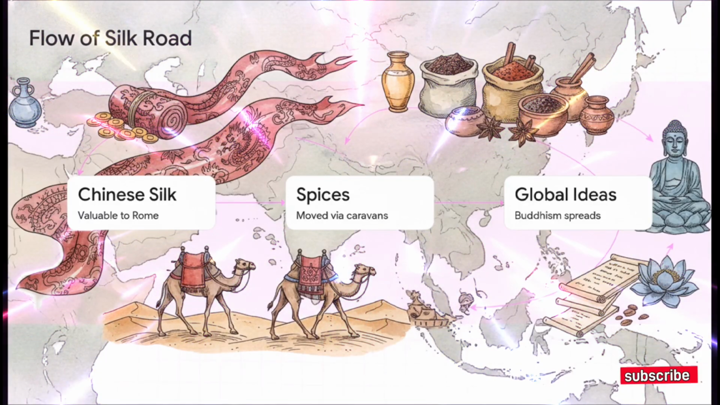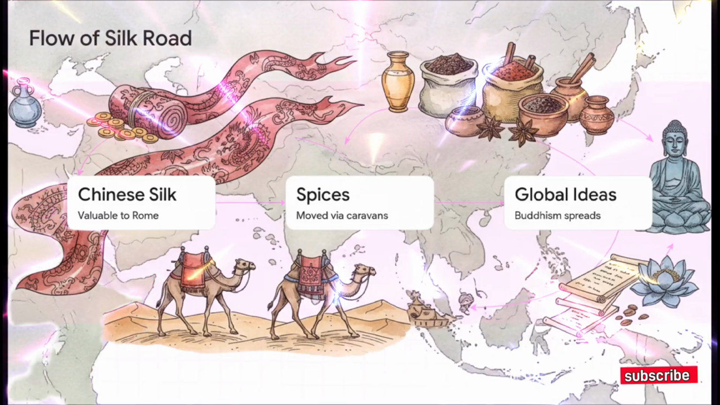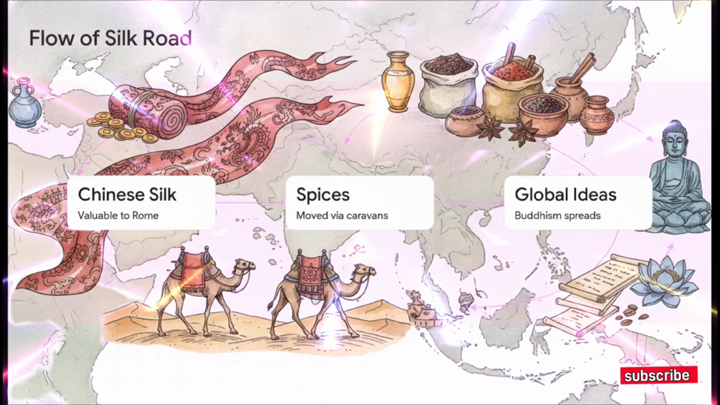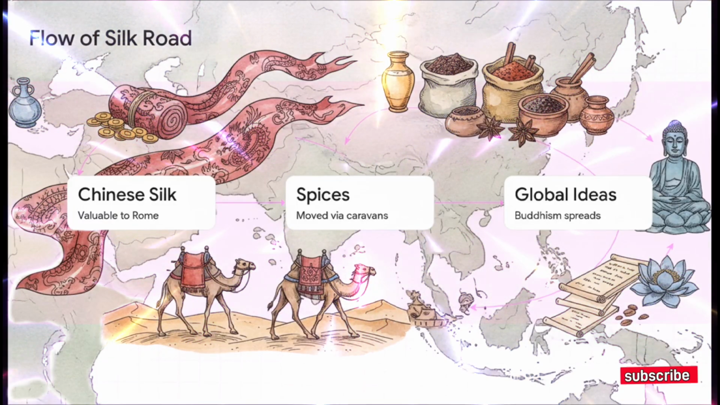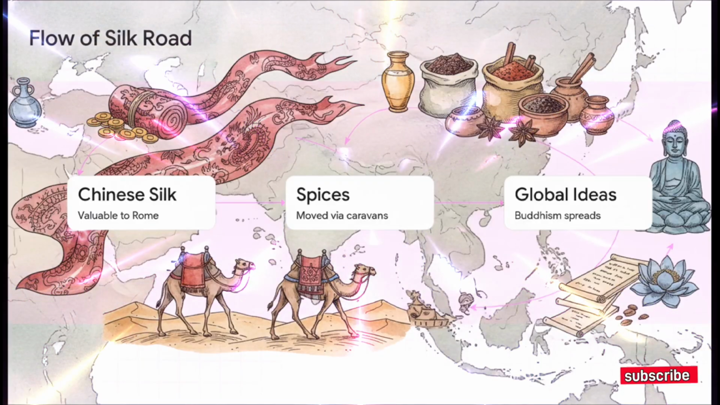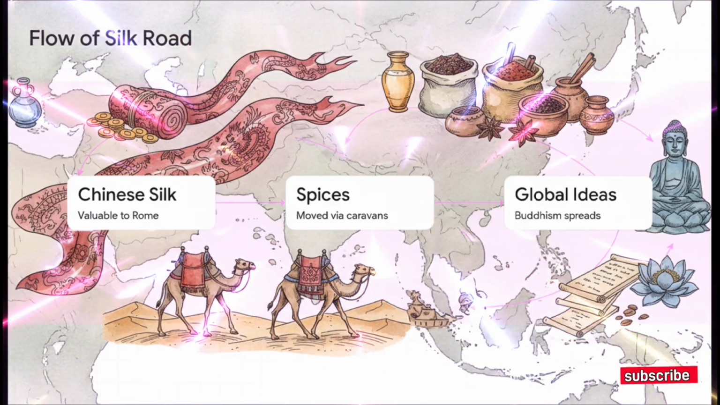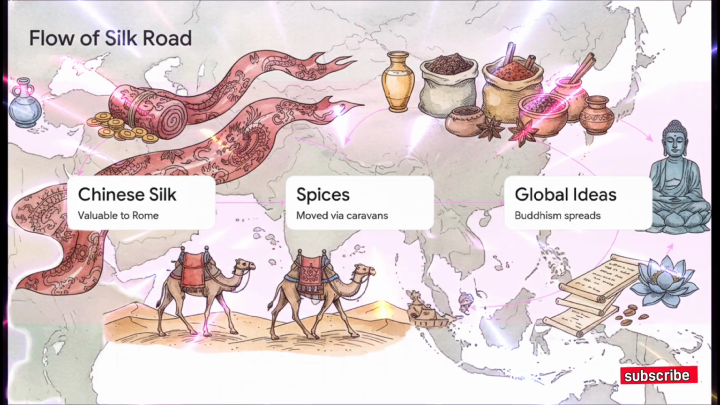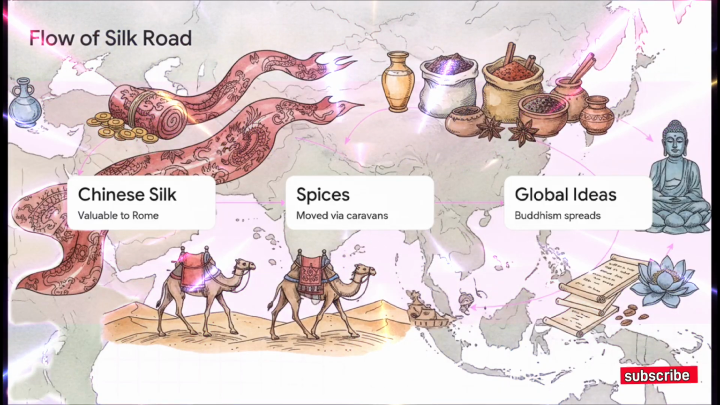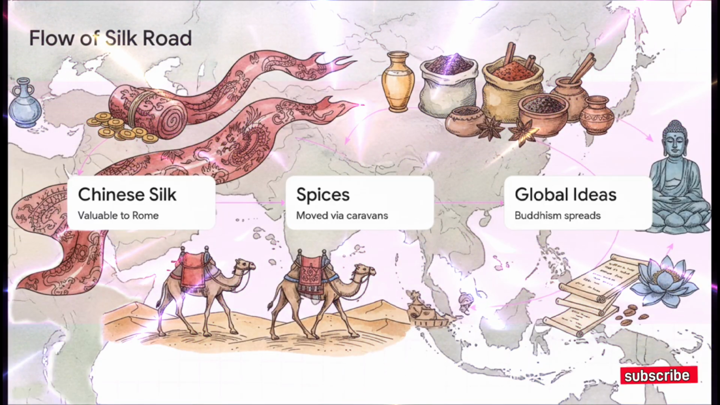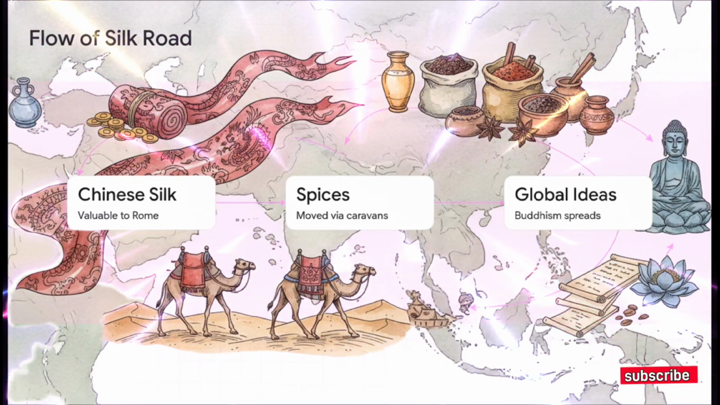You had Chinese silk moving west, stuff so valuable the Roman Senate tried to ban it just to save their gold reserves. You had Indian spices and Arabian incense crossing endless deserts on camel caravans. And moving east, you had Roman glass, Babylonian astronomy, and vast ideas like Buddhism spreading right across borders. Jesus grew up watching this vibrant global trade pass right by his doorstep.